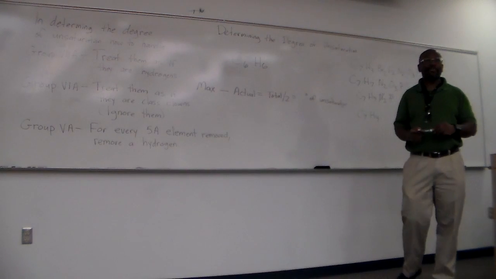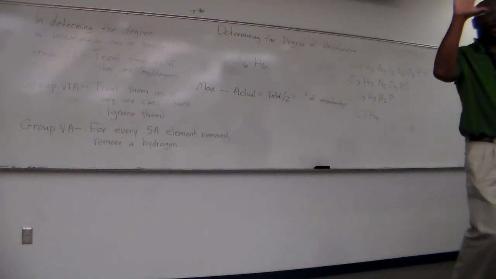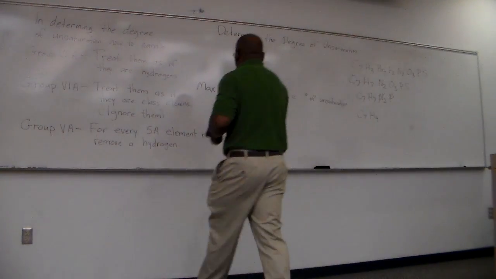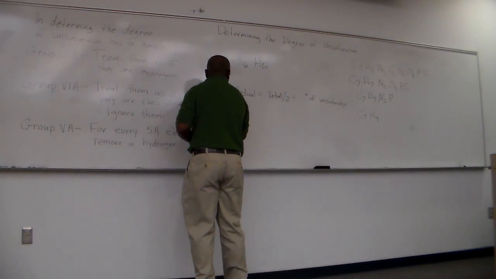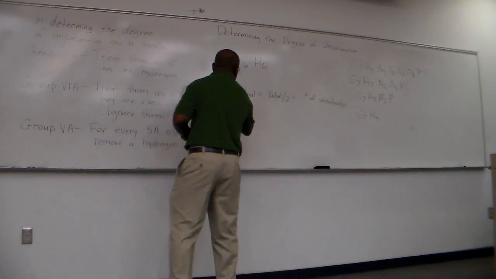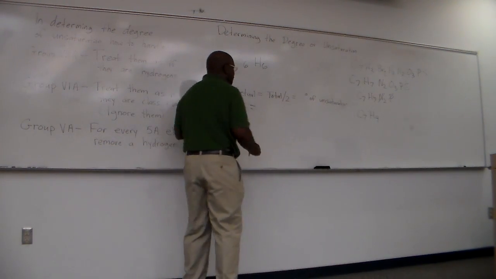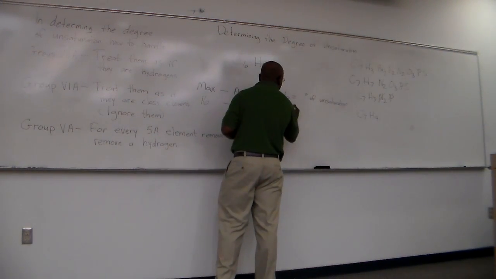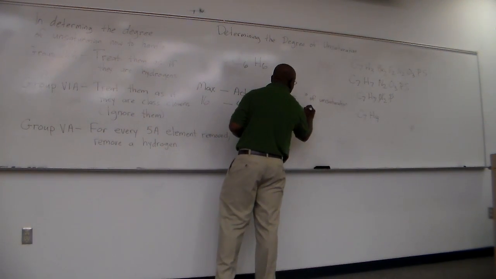What is the maximum hydrogen for 7 carbon atoms? 16. The maximum would be 16. Minus what's the actual? 4. That would be a total of 12, divided by 2, which gives you 6 degrees of unsaturation.